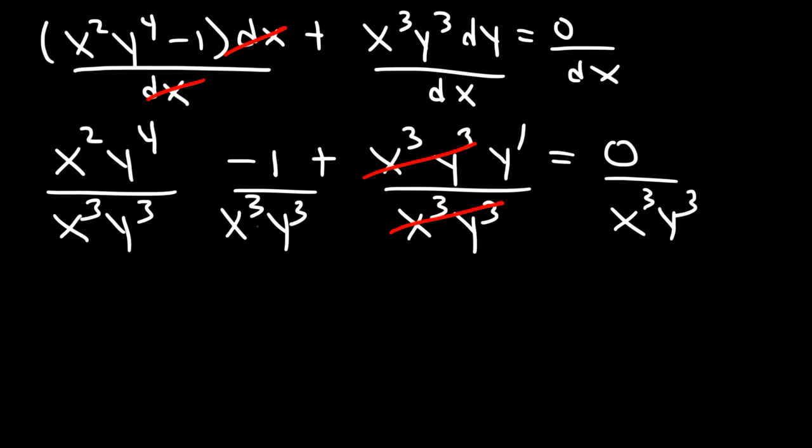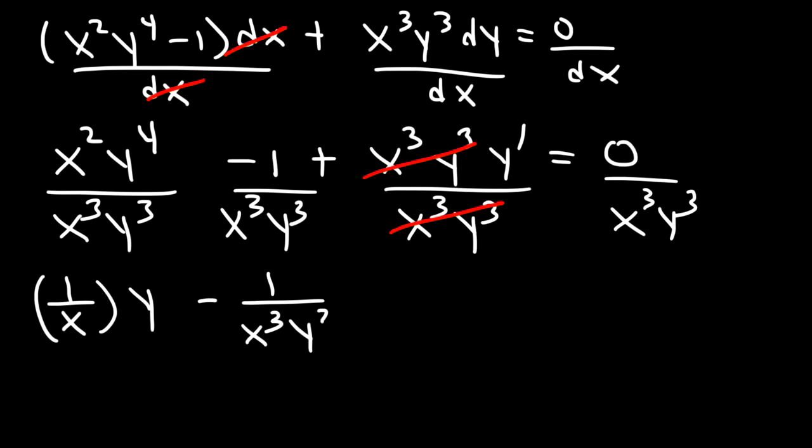So these will cancel. Now, x squared divided by x cubed, that's going to be 1 over x. And then y to the 4th divided by y cubed, 4 minus 3 is 1. So that's just going to be y. And then we have minus 1 over x cubed y cubed plus y prime. And 0 divided by anything is 0. Now let's put it in standard form.